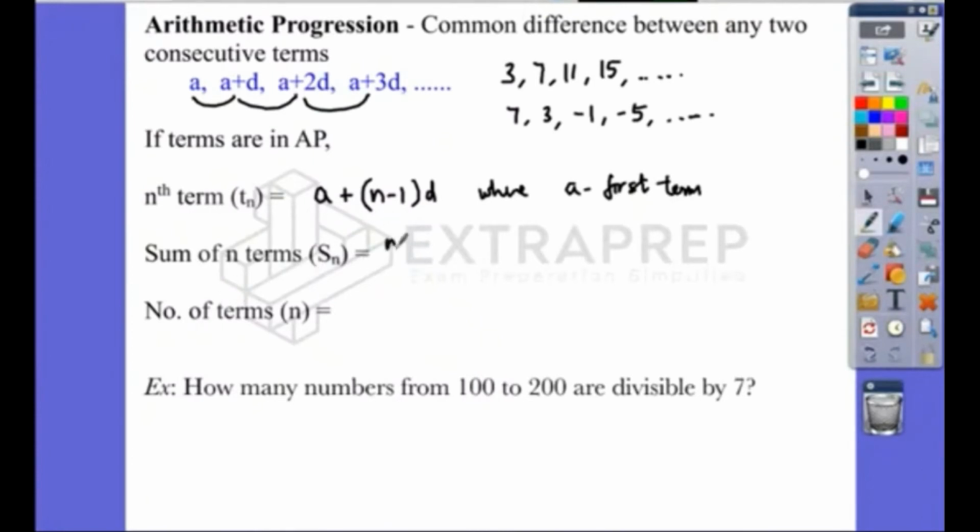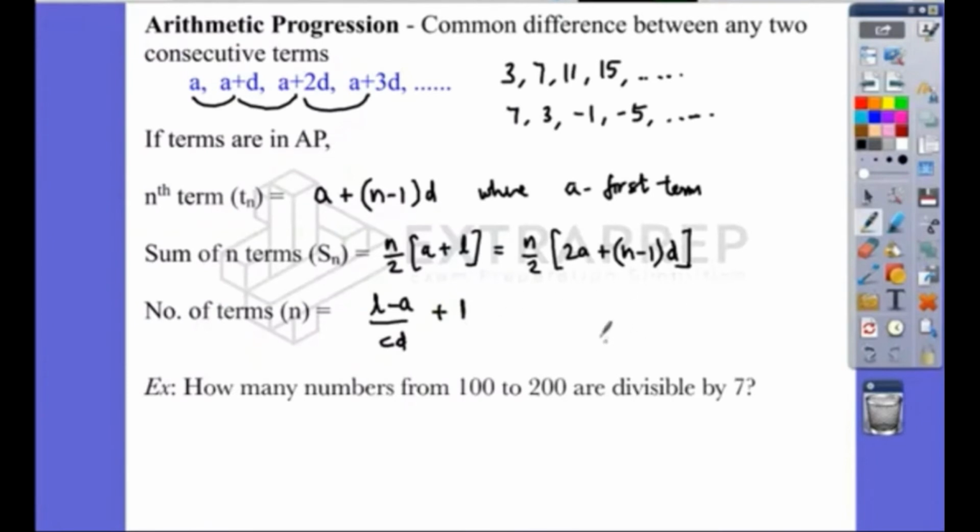Then the sum of n terms will be n by 2 into first term plus last term. See, when there are n terms, the nth term is the last term, right? So in place of the last term, you can substitute A plus n minus 1 into D, and you get n by 2 into 2A plus n minus 1 into D. Clear? Then the number of terms n is equal to last term minus first term by common difference plus 1. This is very important. Number of terms, the formula is last term minus first term by common difference plus 1.